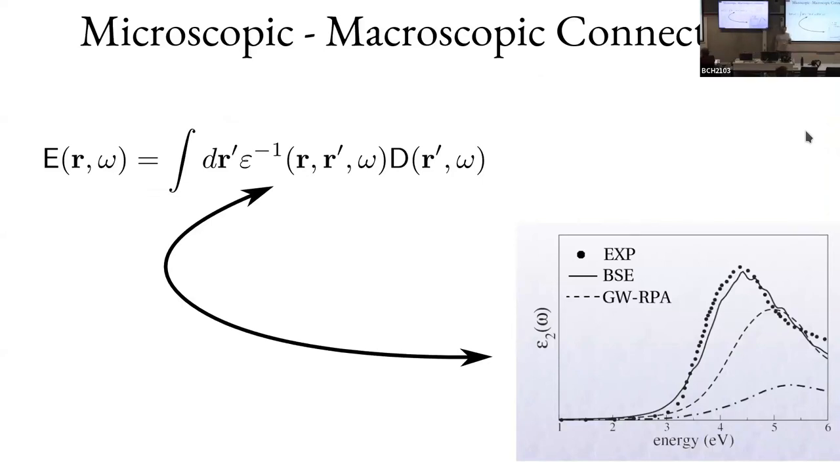Now you can already imagine what could be the connection, right? So we have something that depends on, for example, the loss function, which is the imaginary part of the inverse dielectric function. The absorption, like in this case here, is the imaginary part of the macroscopic dielectric function. So I ask you, what do you think could be the connection between this quantity that depends on R and R prime to this quantity that is just a number, doesn't depend on R and R prime? What could be the connection? What do you think?